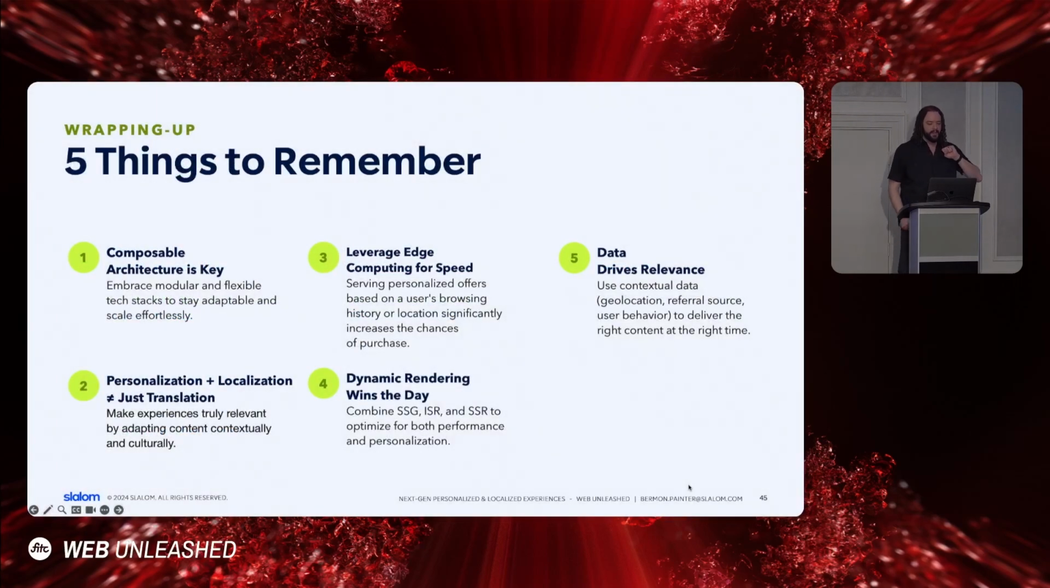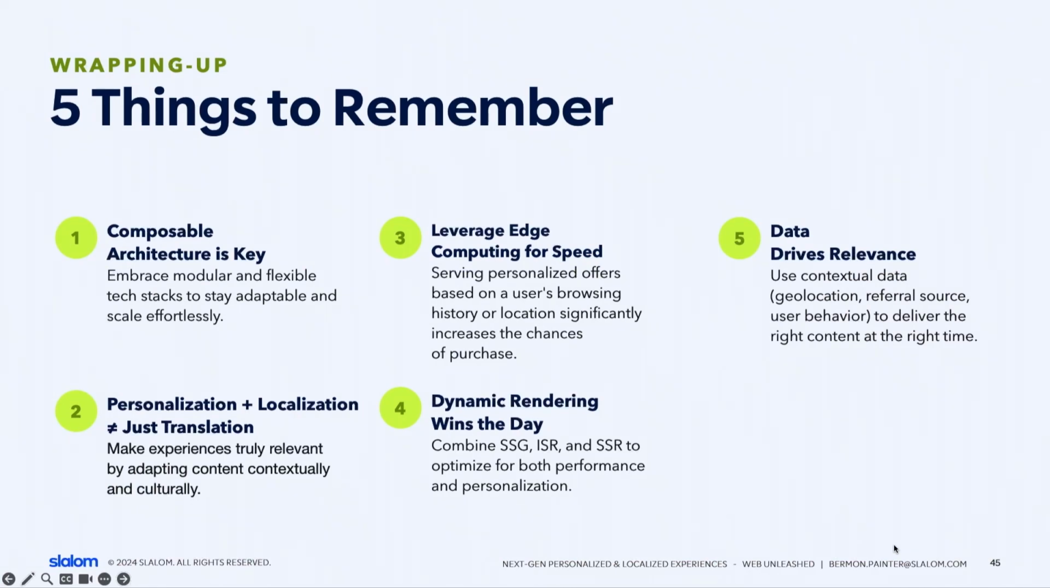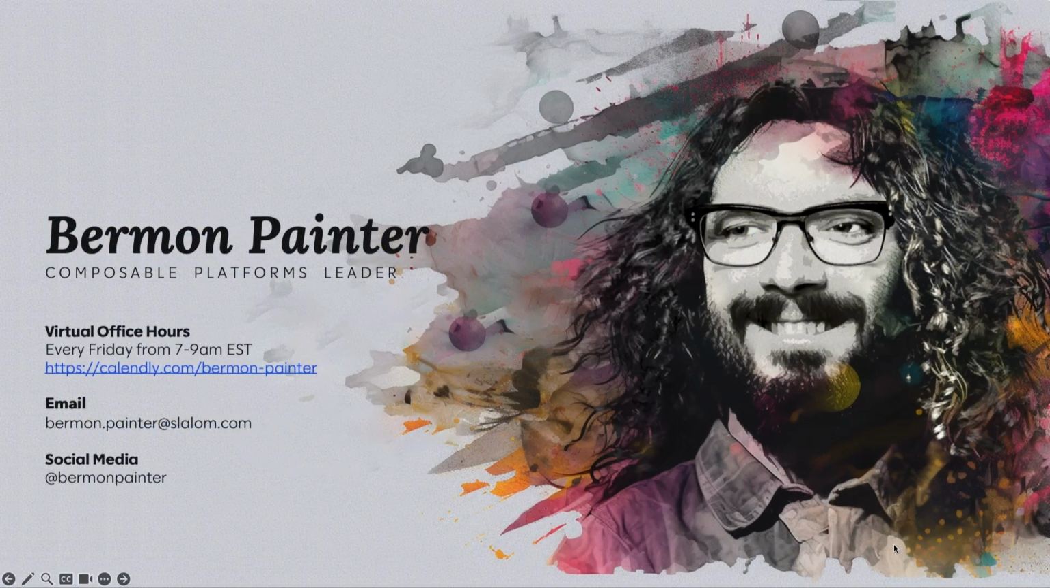Five things to remember. Composable architectures are key. So when we're thinking of delivering next-gen personalized, localized experiences, it goes well beyond just translations. It's about creating contextually and culturally relevant content using flexible and composable architectures. And we can leverage edge computing to bring the content closer to users by using a mix of the various rendering strategies, whether it's SSG, ISR, or SSR, so we can optimize for performance. And then data-driven approaches are really what enable the delivery of these really unique, contextually relevant experiences based on user context.